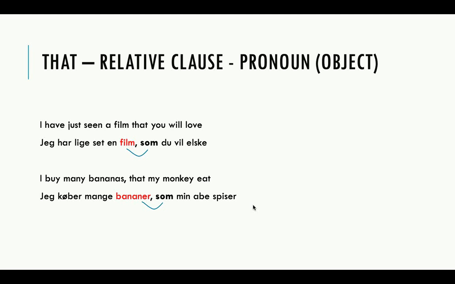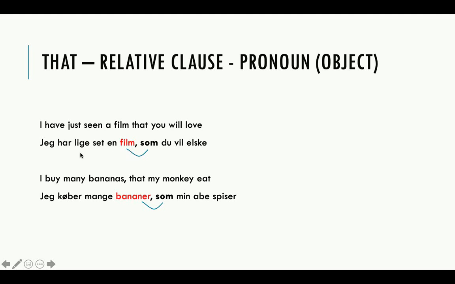Here, that translates into a relative clause. So I have just seen a film that you will love. Jeg har lige set en film, som du vil elske. I buy many bananas that my monkey eats. Jeg køber mange bananer, som min abe spiser. So in this case, we have a relative clause that adds something. What is a relative clause? A relative clause is something that adds information to the phrase that it is connected to.